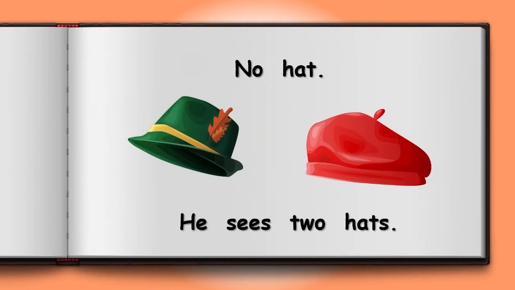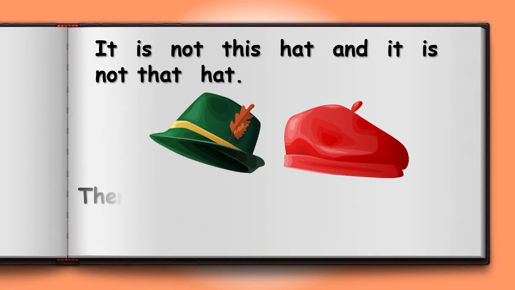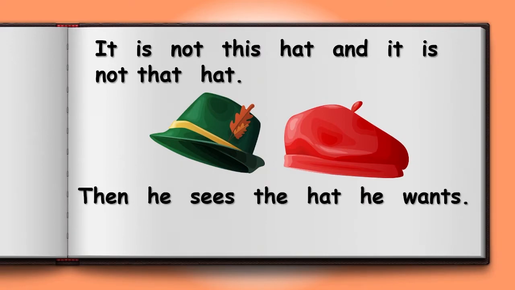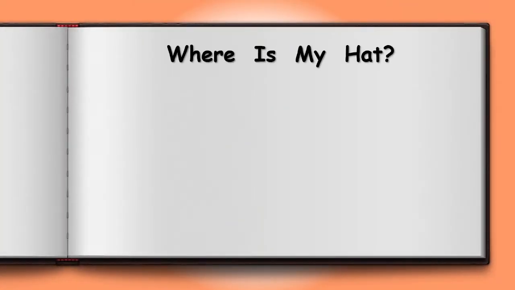He sees two hats. It is not this hat, and it is not that hat. Then he sees the hat he wants. There it is, he shouts. Well, that was a little problem, but Chappy got his hat.